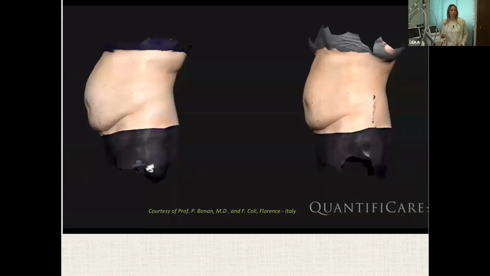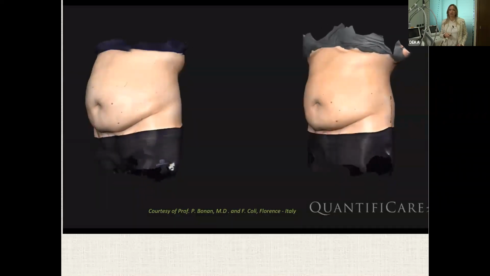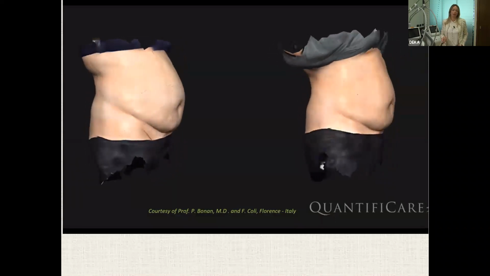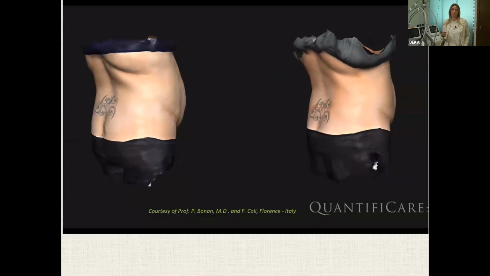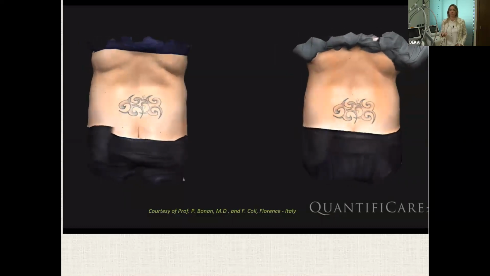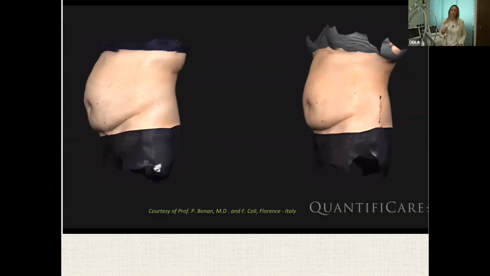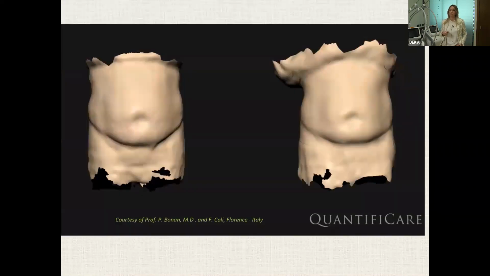This is after 2 treatments. She lost a lot of volume. She needs more probably, but anyway, the result is really visible. Thinking about that, we are working with a not invasive procedure. She lost volume even in bra line, you see? But we treated just the belly area.